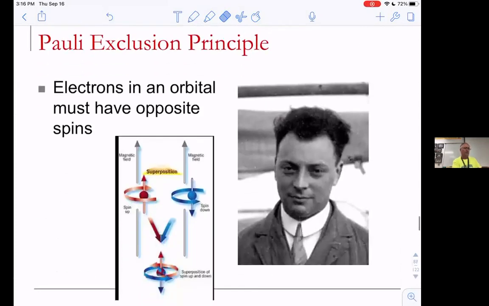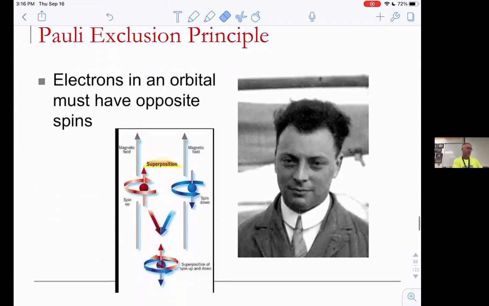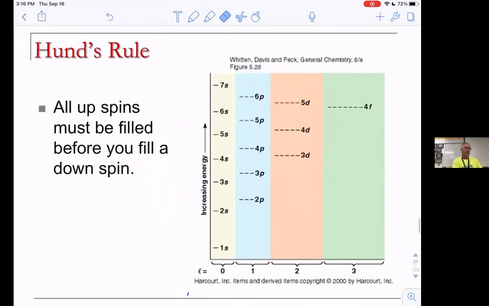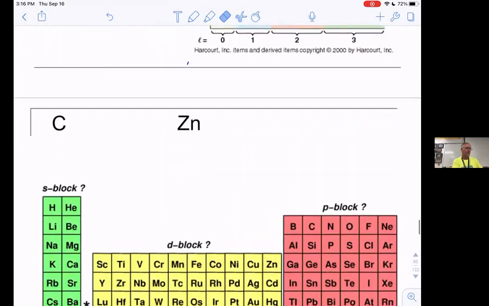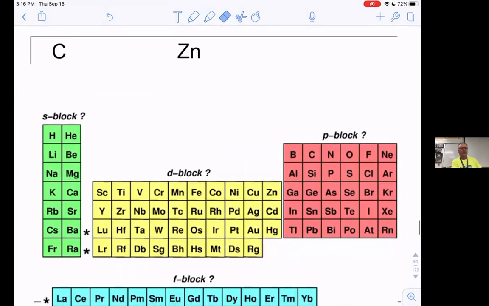The Pauli exclusion principle, we already talked about that. You're going to have opposite spins, so there'll be one in one direction and one in the other. And the last one, Hund's rule, you're going to fill each orbital first, and then go back and refill them afterwards. So let's just go do a couple electron configurations, and then I'll show you what each of those rules are in terms of writing electron configurations or orbital diagrams.